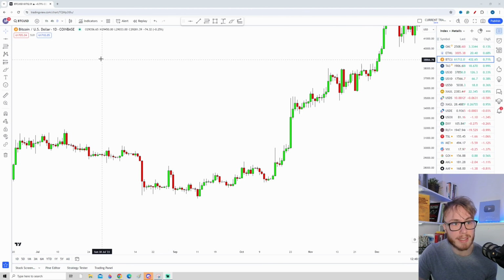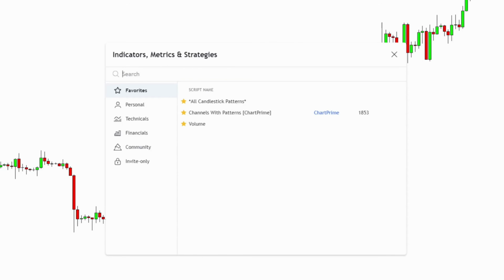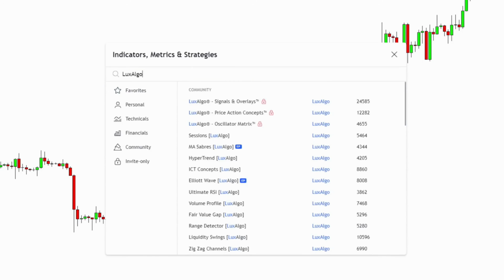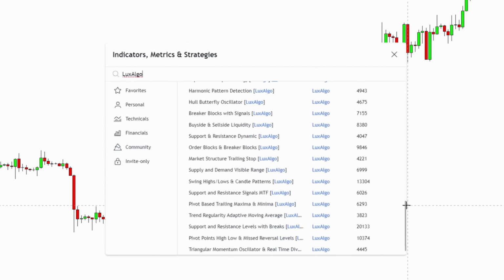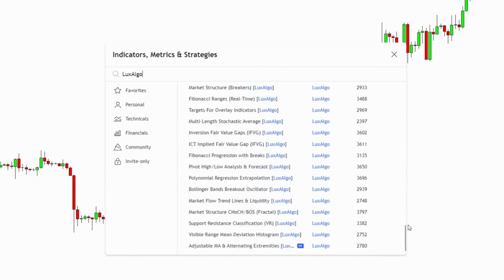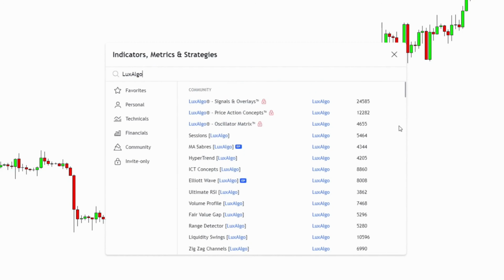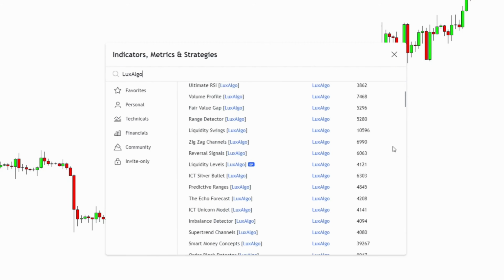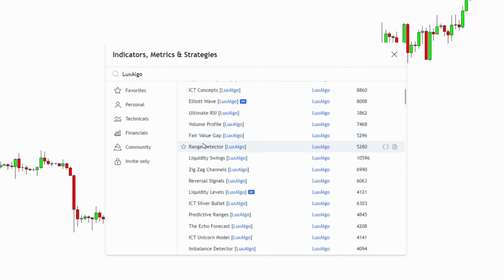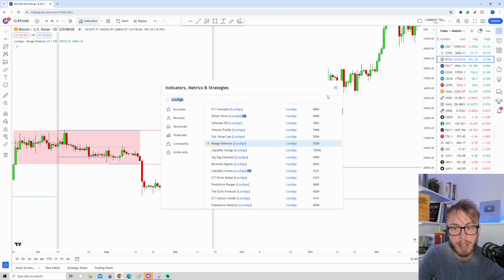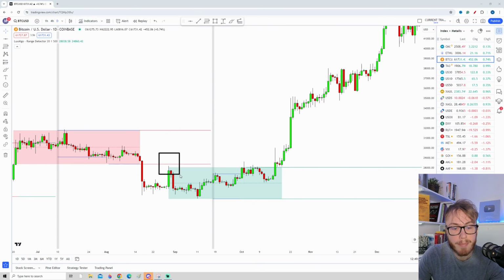To open up this indicator, we head up to the indicators tab. Now we want to search for Lux Algo. This is yet another famous creator of indicators here in TradingView. You can see we have tons of different indicators, but the indicator we want to use here is called Range Detector, by Lux Algo. We want to open this one up, and as you can see, multiple trading ranges have now appeared on the chart.